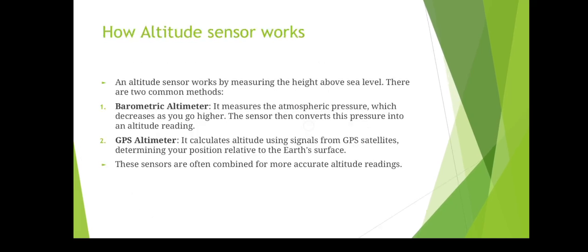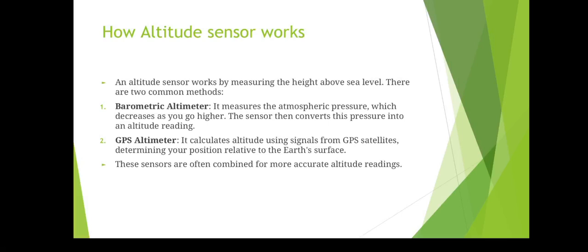So our next point is how an altitude sensor works. Basically, an altitude sensor works by measuring the height above sea level. There are two common methods. First is the barometric altimeter and second is the GPS altimeter. In the barometric altimeter, atmospheric pressure measurement is the main point. The sensor measures the ambient air pressure. Atmospheric pressure decreases with an increase in altitude due to thinning of air.